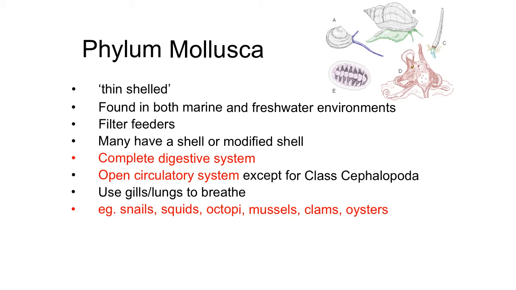They do still have that complete digestive system, which means they have a mouth and an anus. And same as our organisms in the past, they're still bilaterally symmetric. The one difference from our arthropods is that they're not usually considered to be segmented. And just like our annelids, so our earthworms, and our arthropods, these mollusks are going to be coelomates, so they have that body cavity inside them.